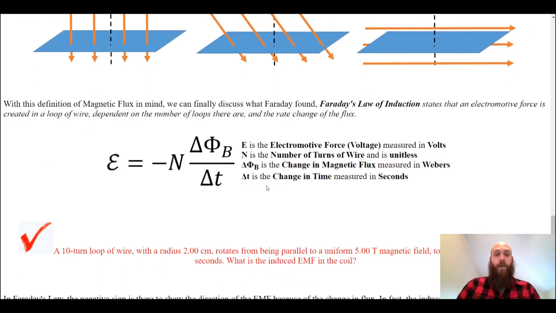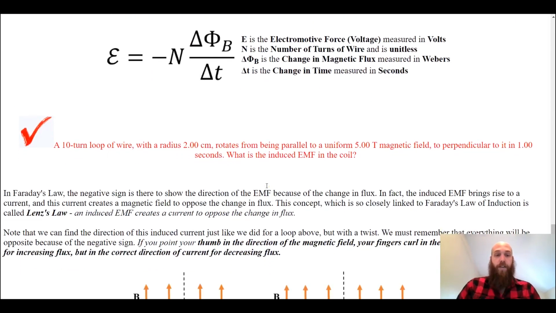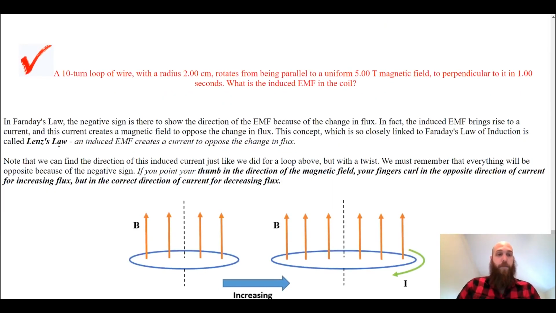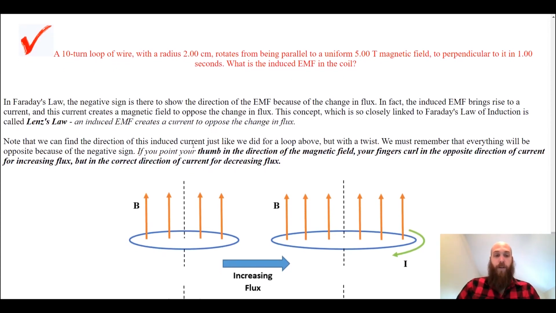And so when we talk about Lenz's law, it says simply that an induced EMF creates a current to oppose the change in flux. It's a little bit counterintuitive, but let's look at this picture right here. On the left-hand side, we've got some loop that has 4 magnetic field lines going through it. And let's say that this loop is able to be increased in size or decreased in size. And so at some point in time, it has 4 field lines passing through it.